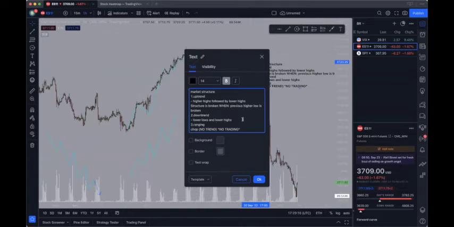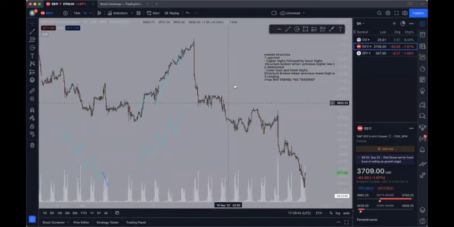And we'll go into that more, but I'm going to put the same thing down here. Structure is broken when previous lower high is broken. There we go. Okay. So now we're going to talk about this. So what does this look like?